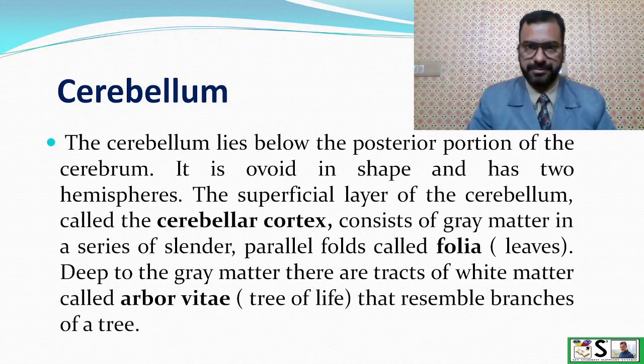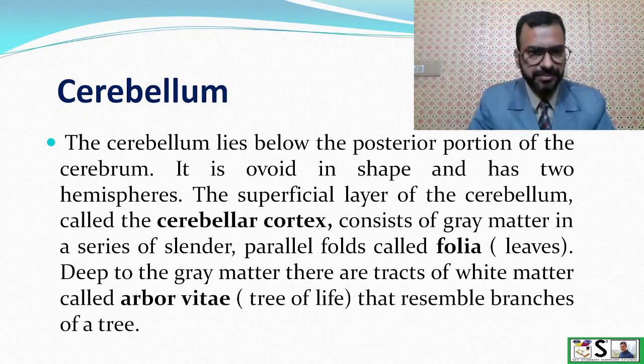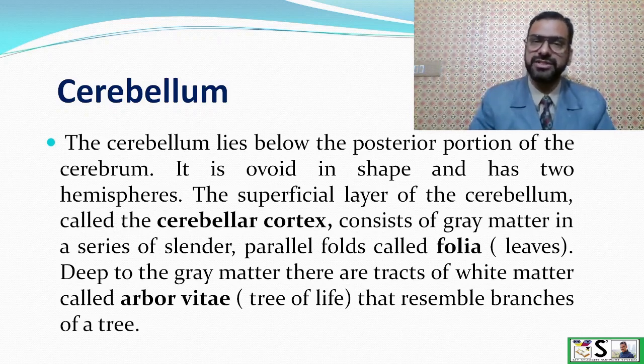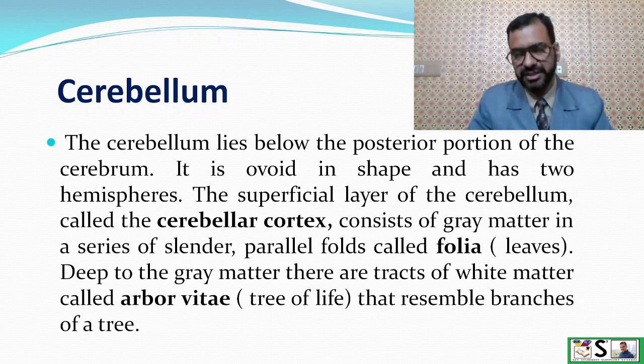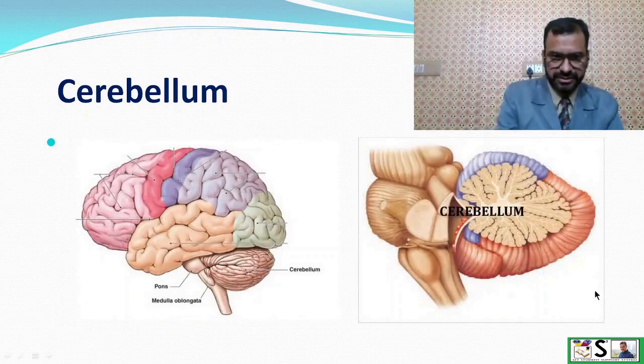Next part is cerebellum. The cerebellum lies below the posterior portion of the cerebrum. It is ovoid in shape and has two hemispheres. The superficial layer of the cerebellum, which is also called cerebellar cortex, consists of gray matter in a series of slender parallel folds, and these folds are called folia. Deep to gray matter, there are tracts of white matter called arbor vitae or tree of life that resembles the branches of a tree.